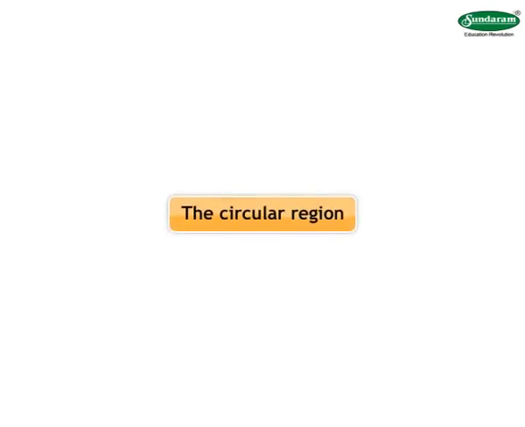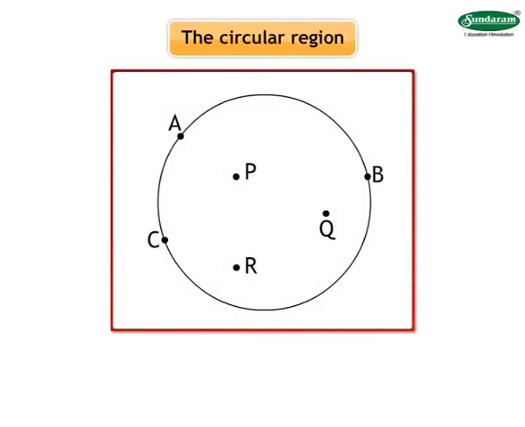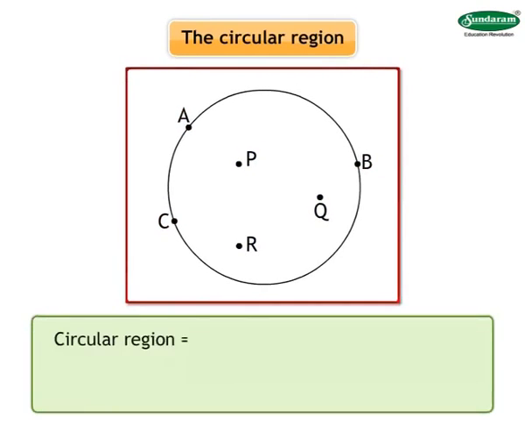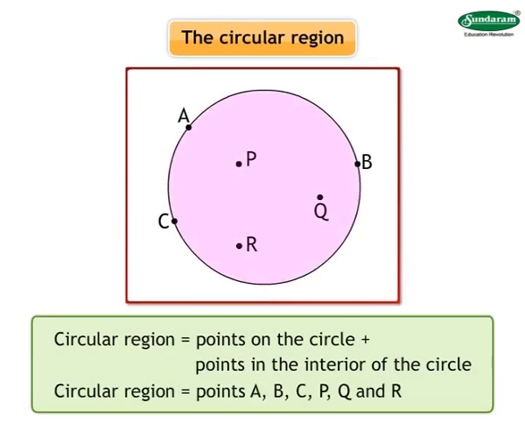Let us now learn some more terms related to circle. Let us begin with the circular region. A, B and C are points on the circle. P, Q and R are points in the interior of the circle. All the points, that is points on the circle as well as points in the interior of the circle together make the circular region. Here, all points like A, B, C, P, Q and R together is the circular region. Here in the figure, the shaded portion is the circular region.